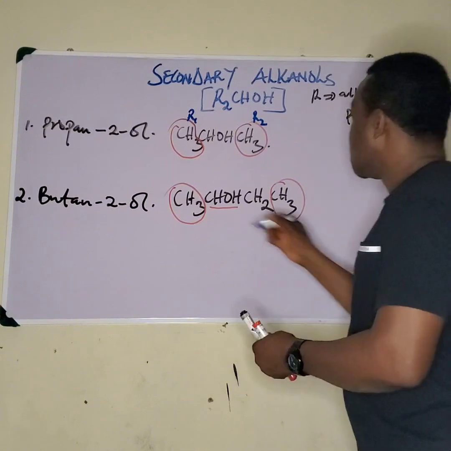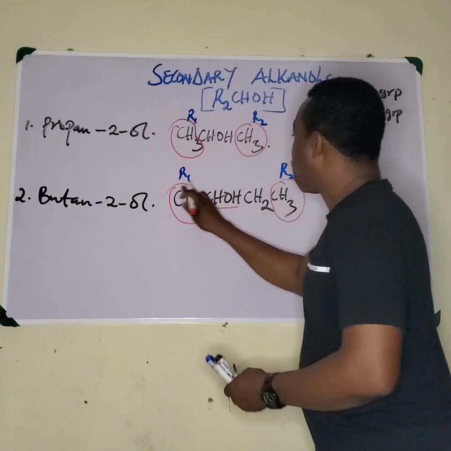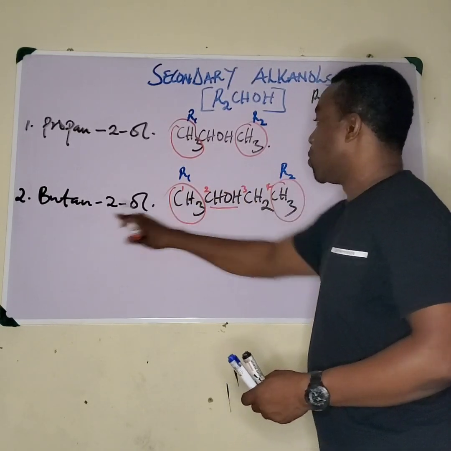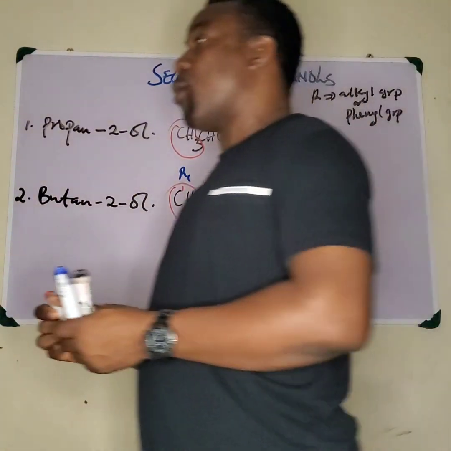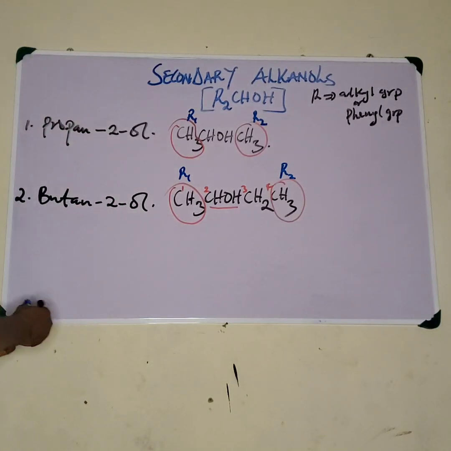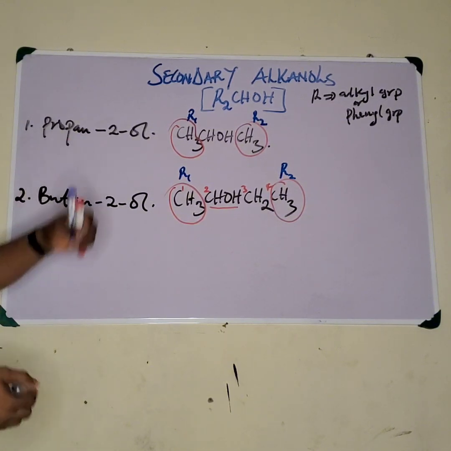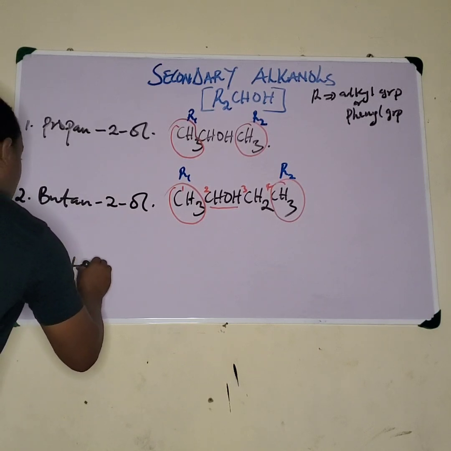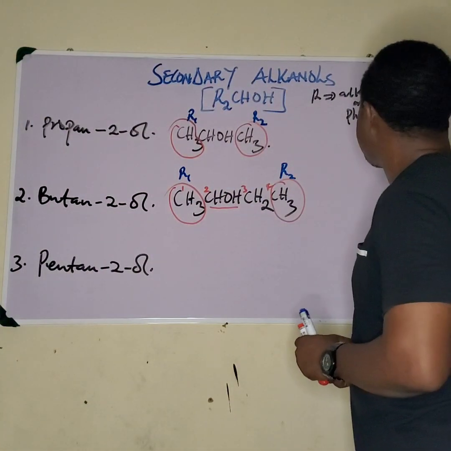So in this case, this is our R1, this is our R2. If I want to name this, I am naming from here to give priority to the functional group: 1, 2, 3, 4. So it is butan-2-ol. This is a typical example of a secondary alkanol. Last but not the least, as one of the examples of secondary alkanols today, I have pentan-2-ol, which is also a typical example of secondary alkanols.